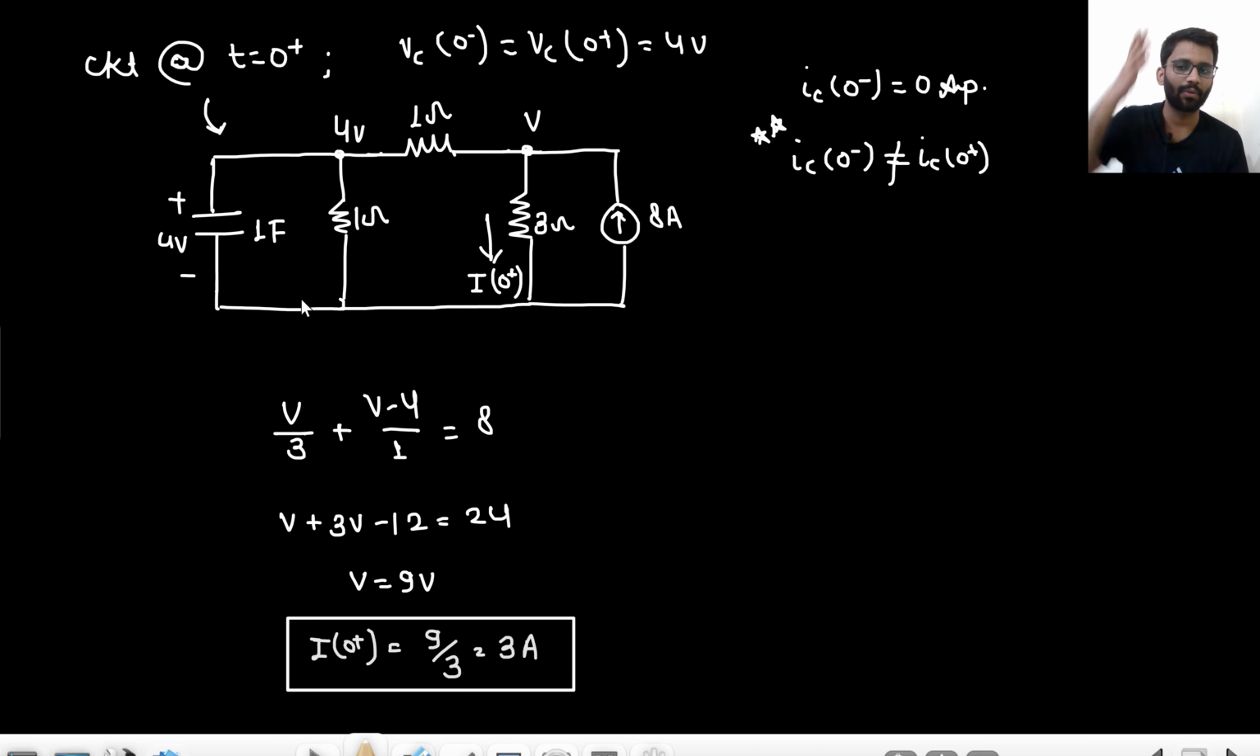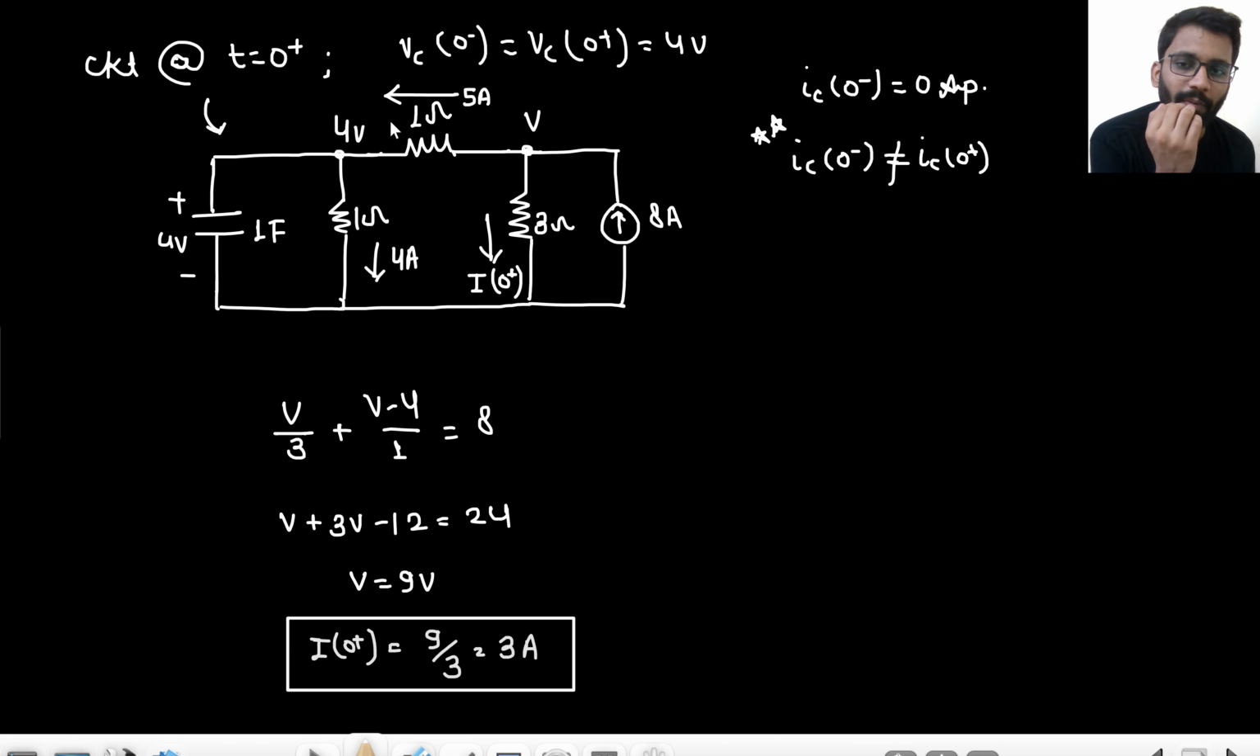One important concept I have told you here, that this 4 ampere current will not be the same here. Why so? Because this capacitor will also drive some current. So basically, we are saying 4 ampere current is flowing here, and 3 ampere current is flowing here. That means 5 ampere current would be going here. Right? So if 5 ampere current is going here and 4 ampere current is going here, that means 1 ampere current is going here. Are you getting my point?